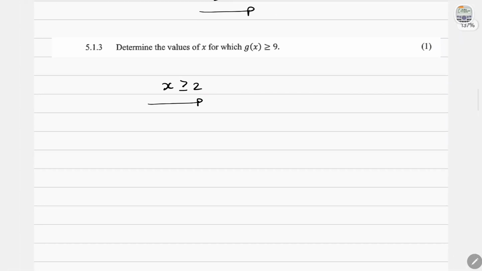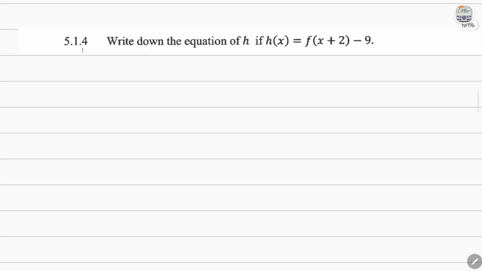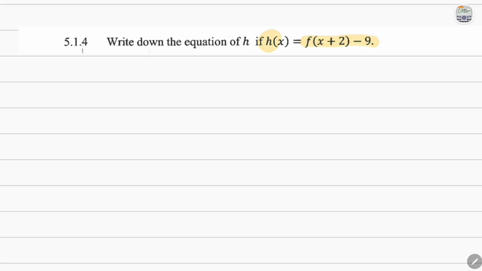And moving on to the next question. The next question says, write down the equation of h if h of x is equal to f of x plus 2 minus 9. So you need to look at the translation going on here.